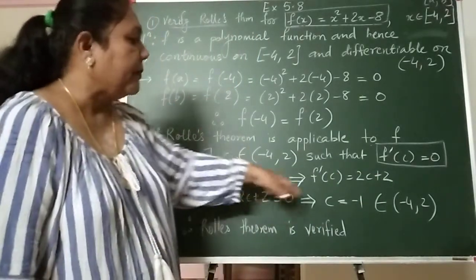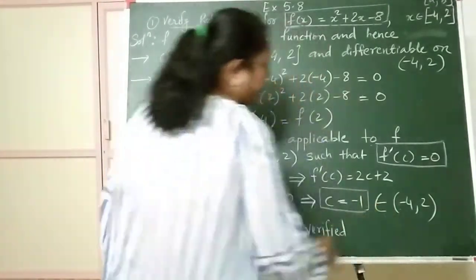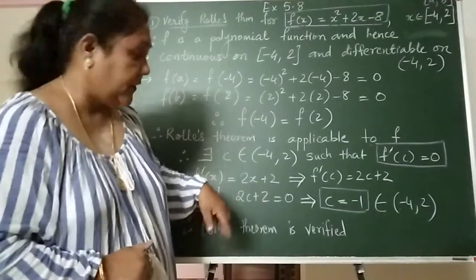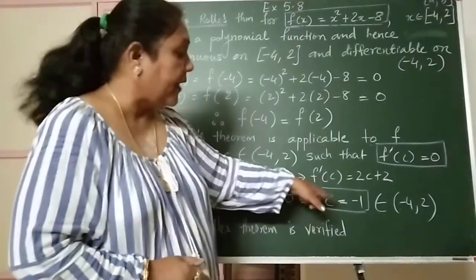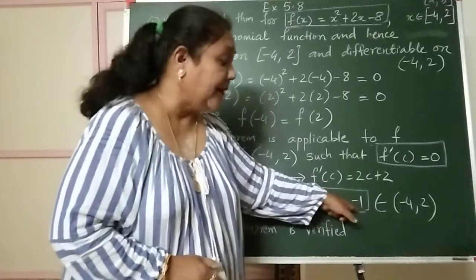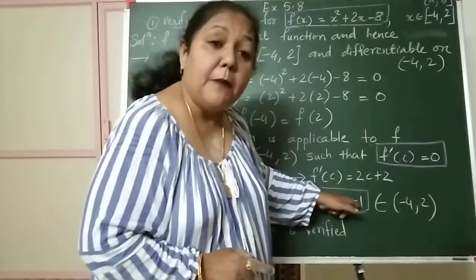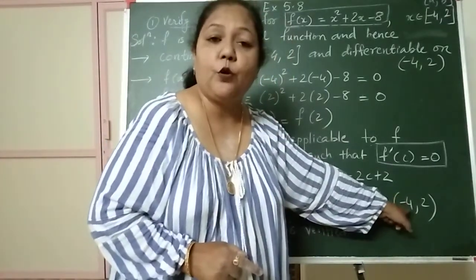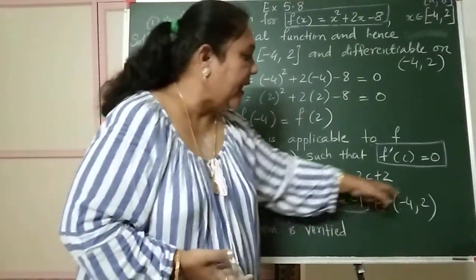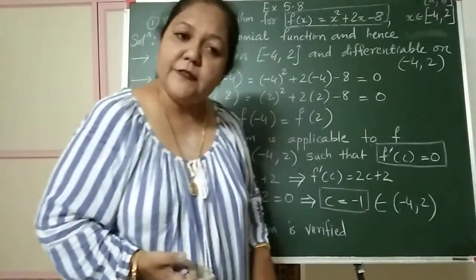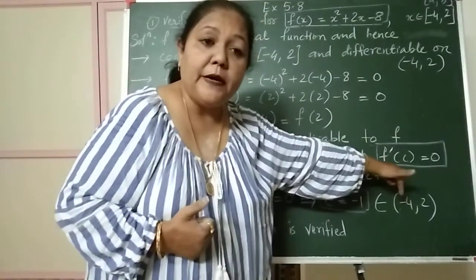So when I solve that, I get c is equal to minus 1. And this, I got the value of c. I solved f dash of c is equal to 0, and when I solved it, I got the answer for c as the number minus 1. Now, the important thing is, this number must belong to the open interval minus 4 comma 2. So does minus 1 belong to minus 4 comma 2? Yes. Minus 1 lies somewhere between minus 4 and plus 2. So yes, I found a number c which belongs to the open interval.